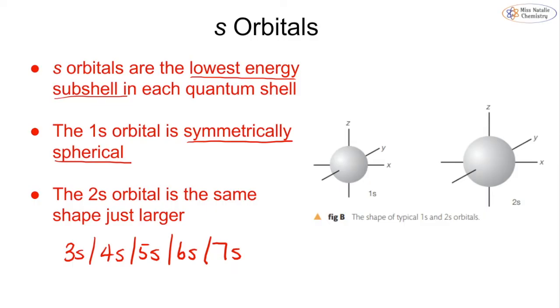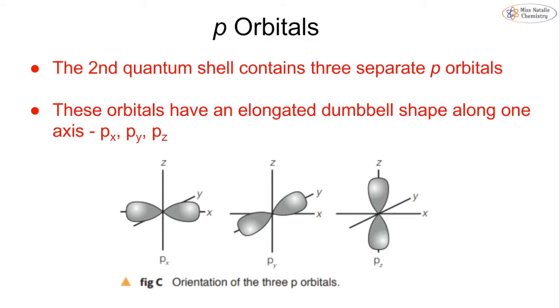Now, when we move into the second quantum shell, it will contain an s orbital, so we have 2s, but it will also contain p orbitals. And it actually contains 3 separate p orbitals within this subshell. And these have this dumbbell shape or an infinity sign shape. And they lie along the axis in 3D space. So we have one that lies along the x-axis, known as px, one that lies along the y, known as py, and one that lies along the z, known as pz.